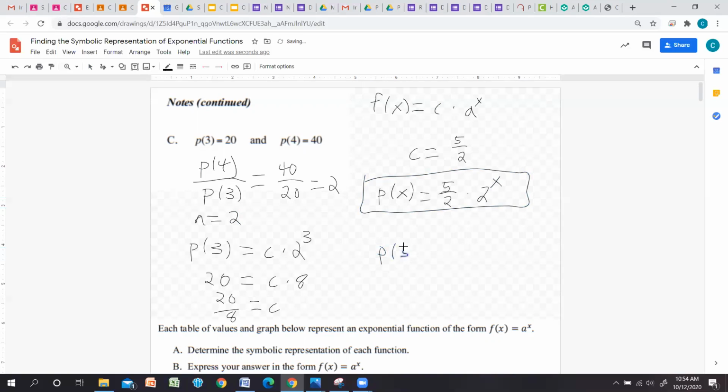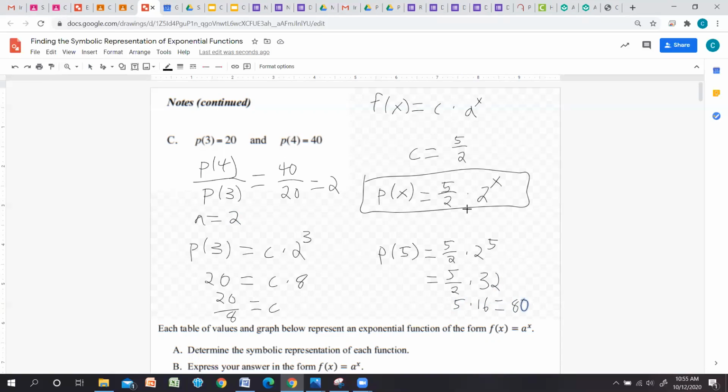So here's our answer. Now, if we wanted to find a specific value, for example P of 5, we could solve that fairly simply. So we have 5 halves times 2 to the 5th power. 2 to the 5th power is 32. That simplifies to 5 times 16, which is 80. And we can see here that would be the same thing, 40 times 2 is 80. So you could get the answer several ways.